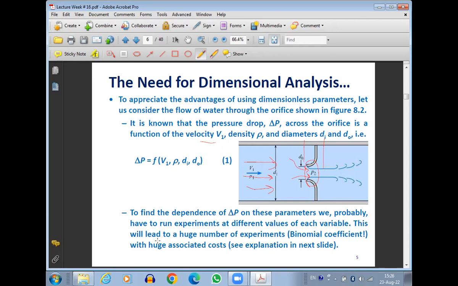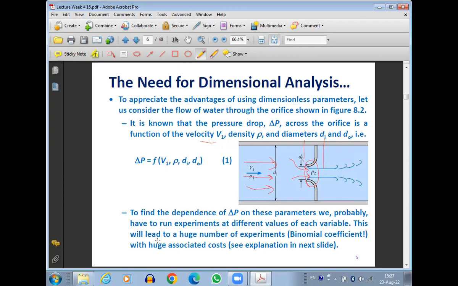And we change it multiple times and do the experiments. Then we change one of the other variables and repeat the experiments again and again. So we have to fix variables and change all the variables and do all the experiments in order to judge what the dependence of pressure drop is over these variables.